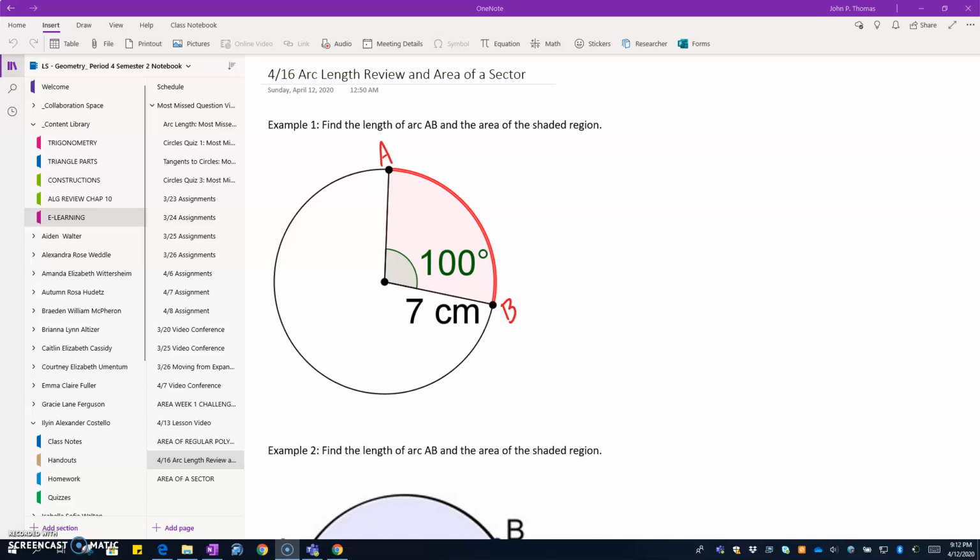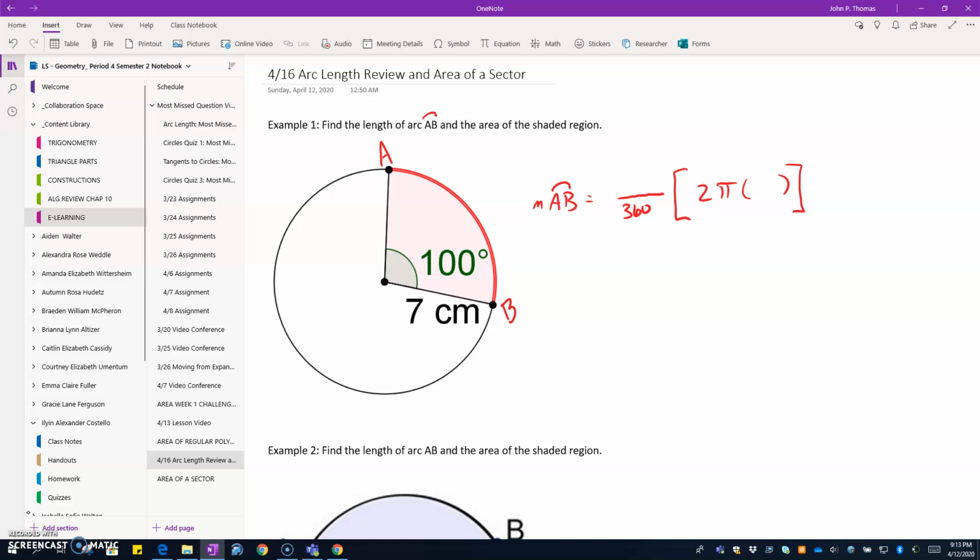All right, so on this first problem, it says find the length of the arc AB and the area of the shaded region. When I look at arc AB, the first thing we have to remember is that for arc length, we're always going to go with a fraction of the circumference. We take some part of the full 360 degrees around the circle, and then multiply that by the circumference, which is given by 2 pi r.